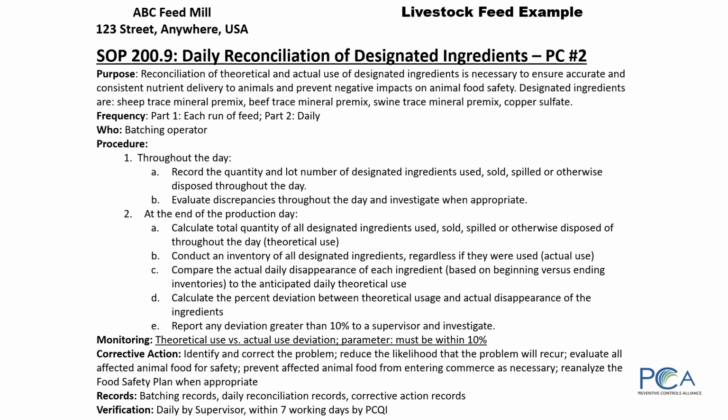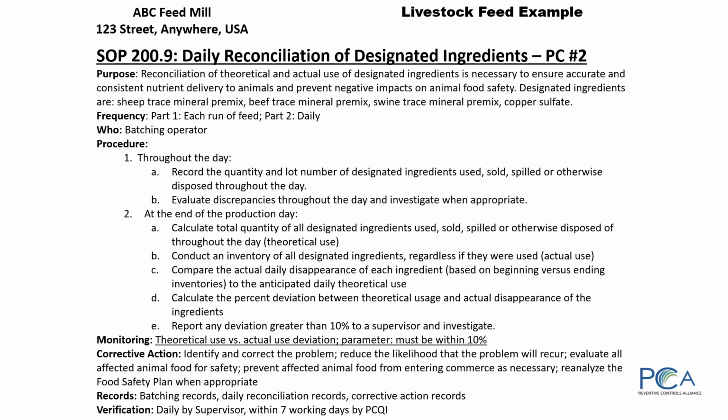Then I'm going to compare those two different things and see what the percent deviation is between them. So what's the difference here? If I use this much and I think I use this much, how much is missing based on those numbers? And then take a look at this. We have a parameter value that's established to go along with that, to help with the monitoring of this preventive control. So through the reconciliation, I'm going to compare the theoretical use versus actual use deviation, and it can't be more than 10% deviation. So I have a parameter, a number to hit that says that this preventive control is being done correctly and my hazard is being controlled.